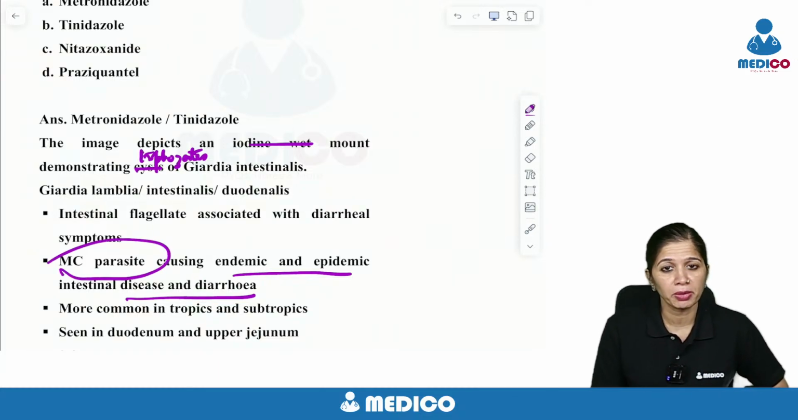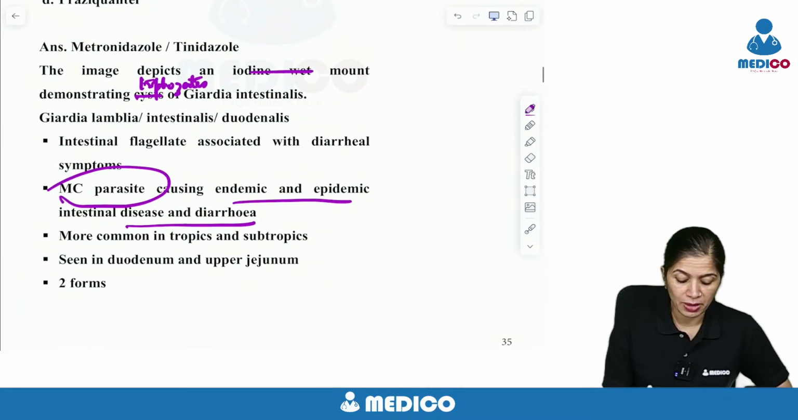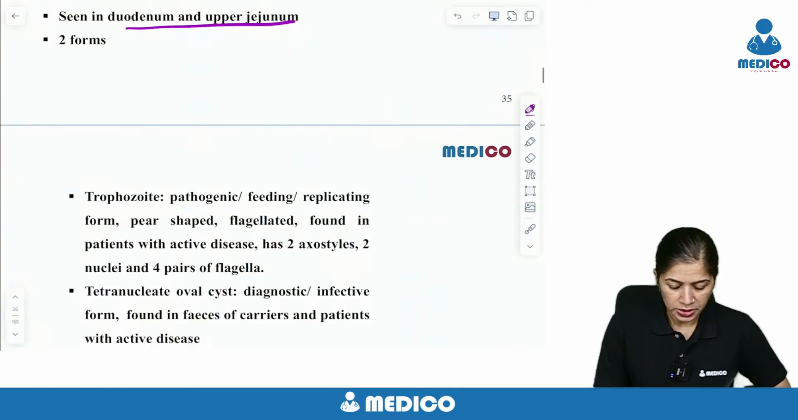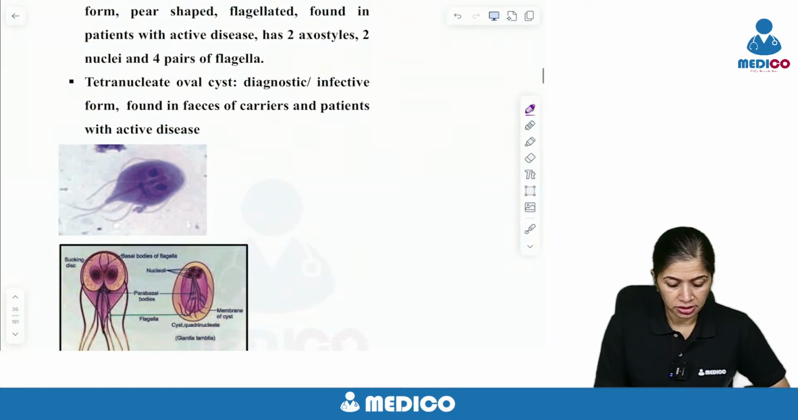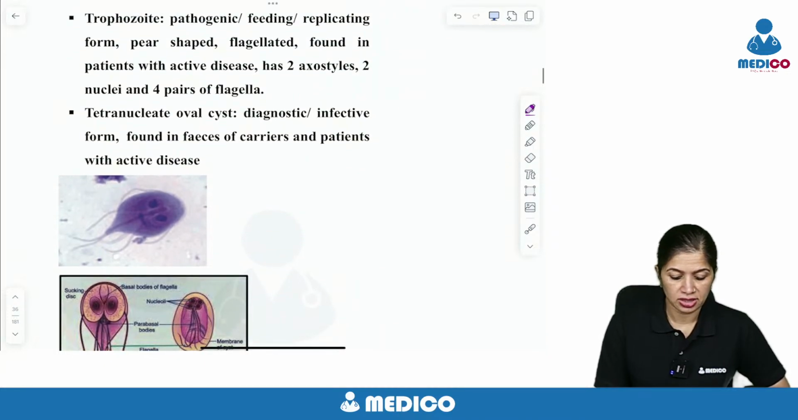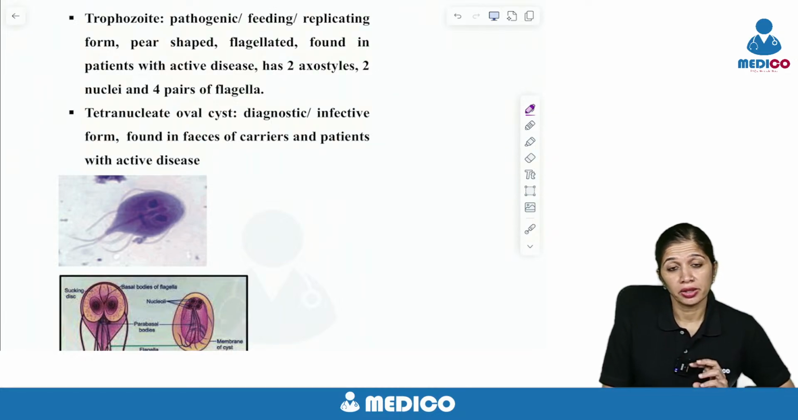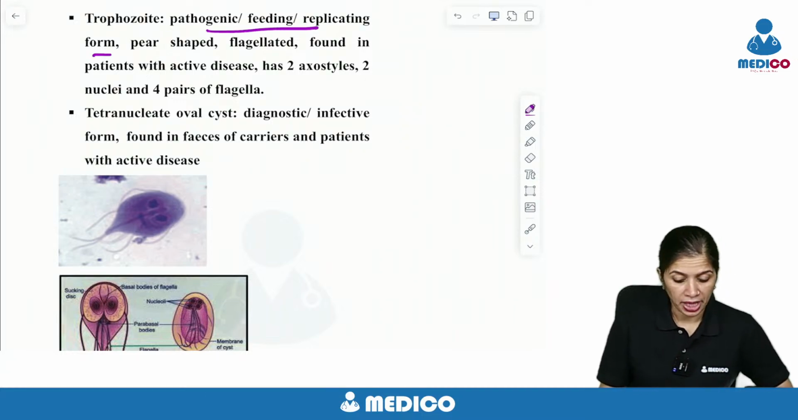So an epidemic or endemic intestinal disease with diarrhea is most commonly due to Giardia. Giardia is common in the tropics and subtropics, and it's mainly seen in the duodenum and the upper jejunum. There are two forms: the trophozoite form and the tetranucleate or oval cyst. First, coming to the trophozoite form, it is the replicating, feeding, pathogenic form, which is pear-shaped.